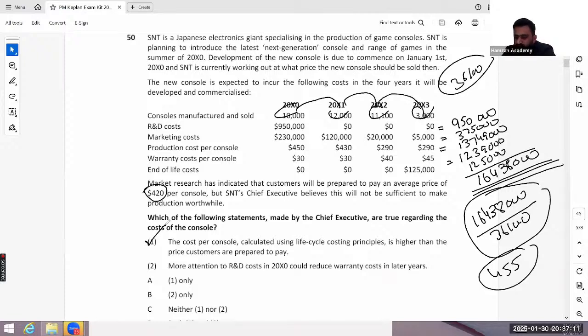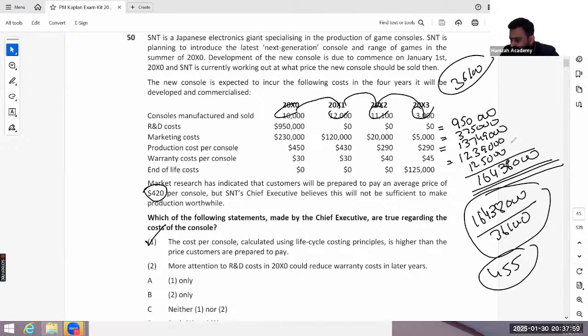Now, if we pay more attention to the cost of R&D in year 0, then it could reduce the warranty cost in later years. Yes, it's true. If we make the product design properly, and we make the production process properly with cost efficiency, then there will be fewer warranty claims in the future. If defects are reduced, then obviously warranty cost will be reduced.